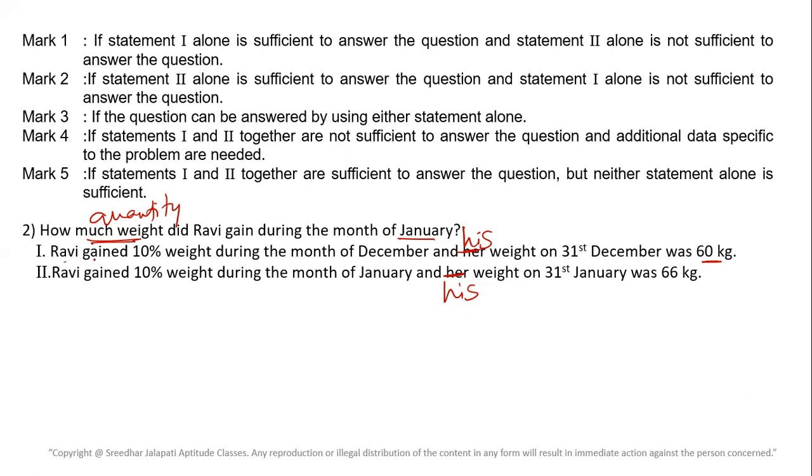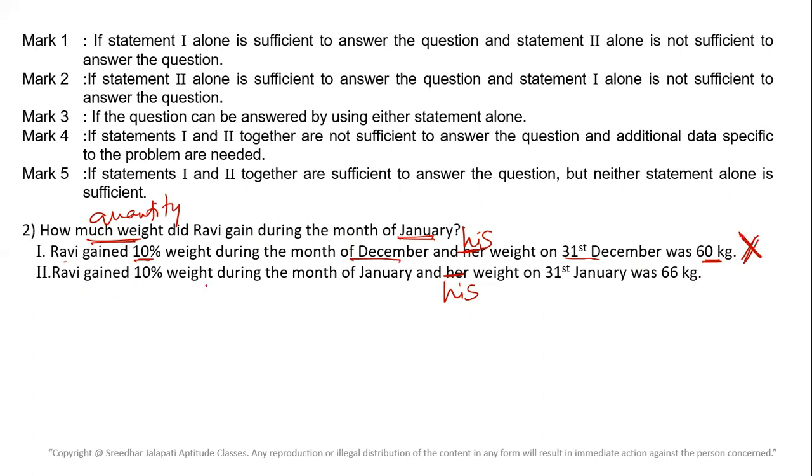But this information is all about December. He gained 10% weight in the month of December, and by the end of December, he was 60 kg. So from this statement, you can find how much weight he gained in December, but you're asked to find how much weight he gained in January. So from the first alone, you will get the weight he gained in December, but not in January. So 1 alone is not sufficient.